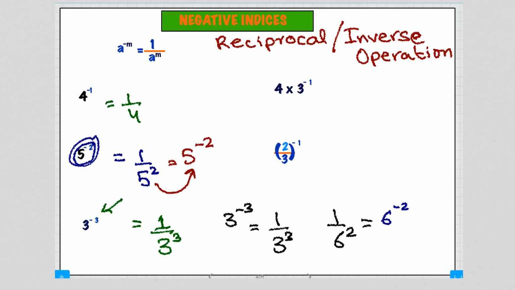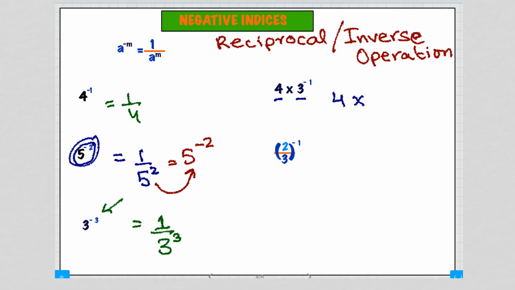Next question, 4 times 3 to the power minus 1. So we write 4 as it is, then times the reciprocal of 3 to the power minus 1, which would be, we write 1 first and then 3 positive. Next step, 4 times 1 is 4 and then 3 as the denominator would be our answer. Last question.